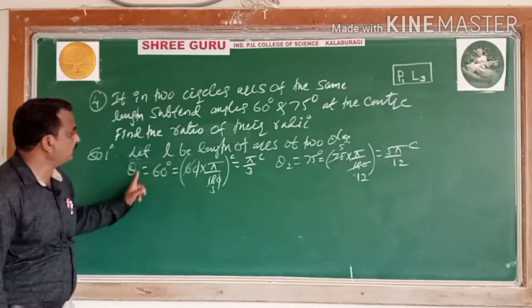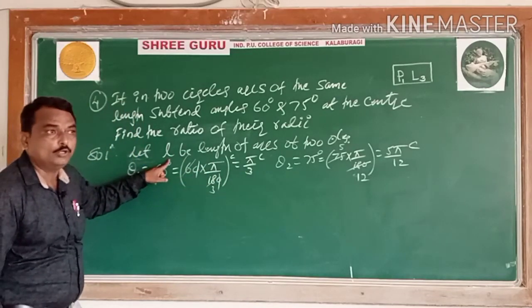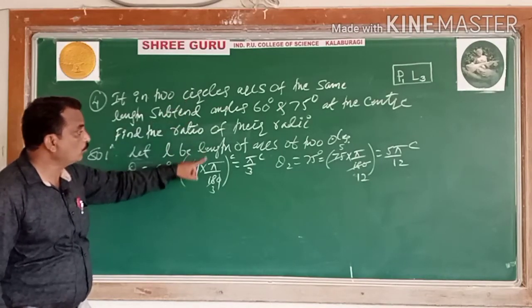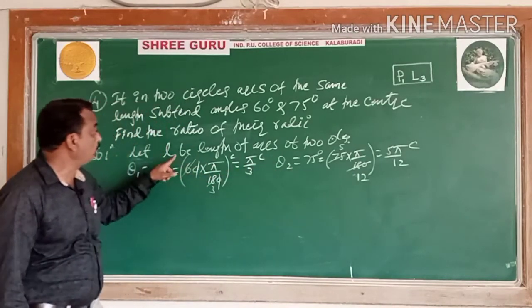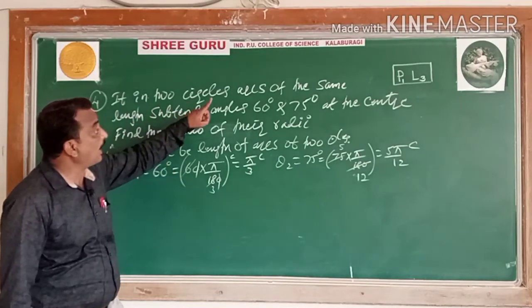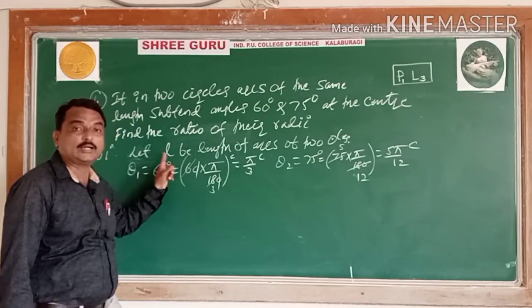Sir, why have you taken theta 1 and theta 2? Why have you not taken L1 and L2? Because two circles are there, you have taken theta 1 and theta 2, but you have taken L only, sir. So two circles, arcs of the same length. Both the circles have the same arc length.